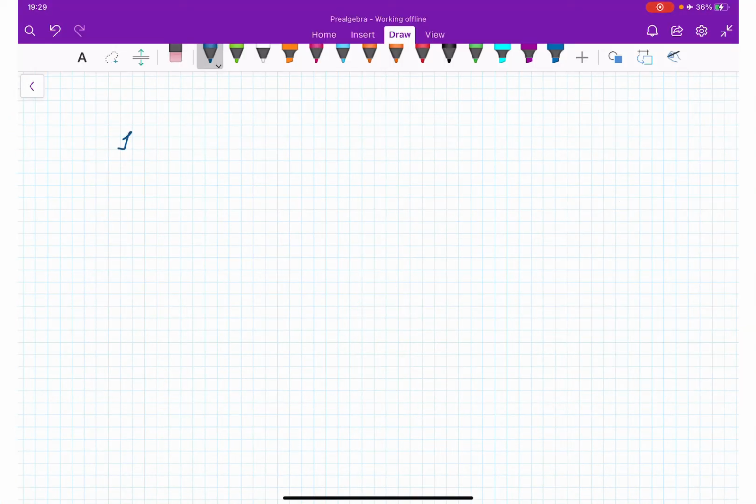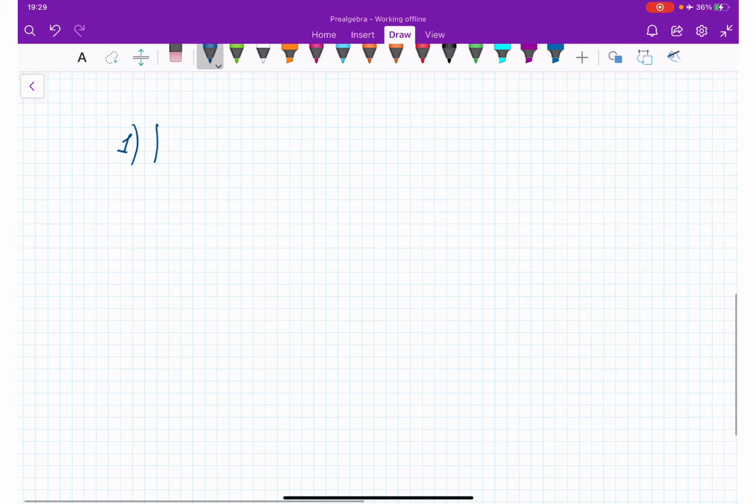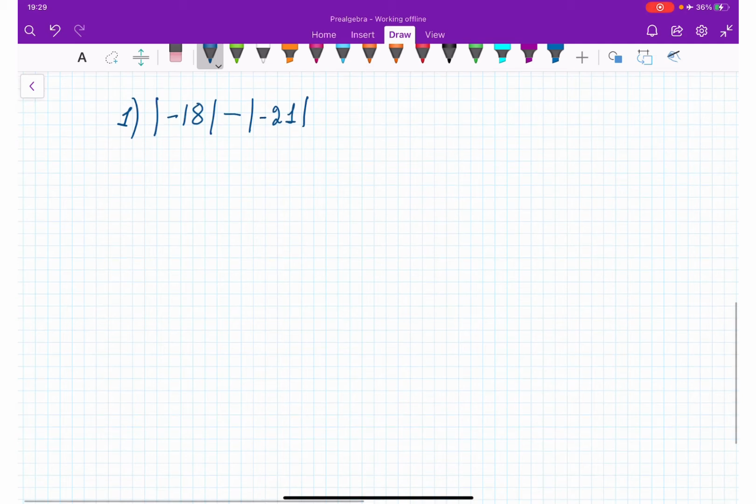Okay, question number 1. Absolute value of negative 18 minus absolute value of negative 21. So absolute value of negative 18 is 18. Absolute value of negative 21 is 21. And the answer is negative 3. Next.